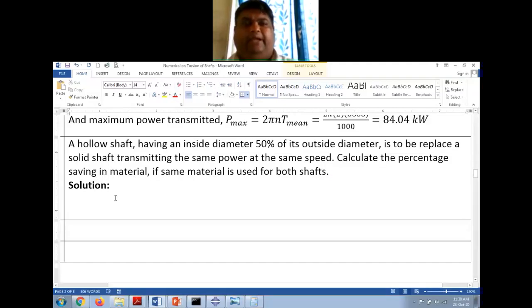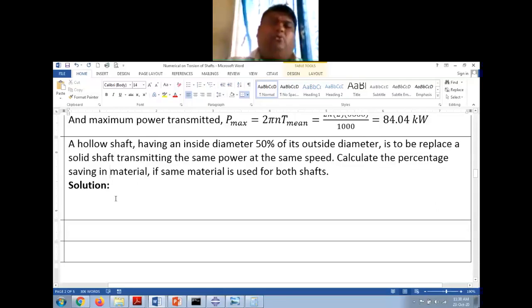So basically, I have a solid shaft which is transmitting some amount of power at some speed, and I have to replace this shaft by a hollow shaft, right? The power transmitted should be same, the speed also should be same, and for the hollow shaft, the inside diameter is 50% of the outside diameter, right? So if that is the case, then what is the saving in the material?